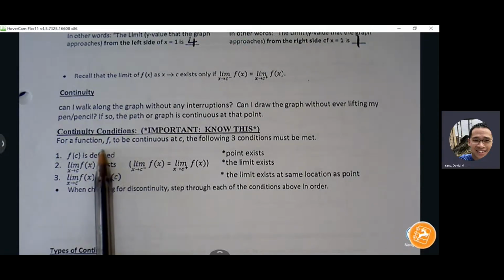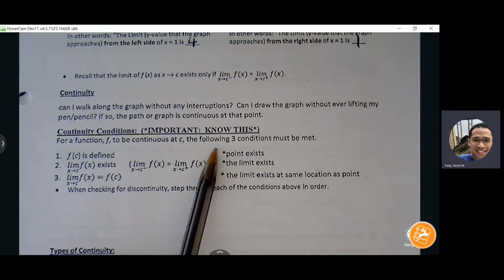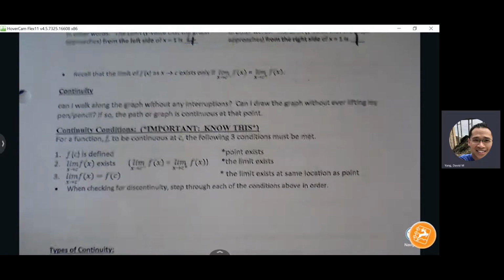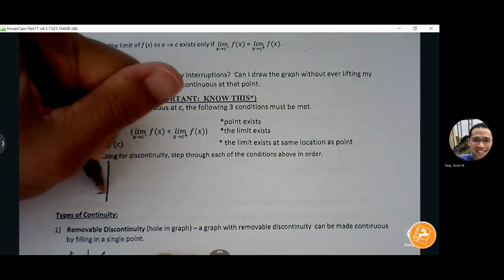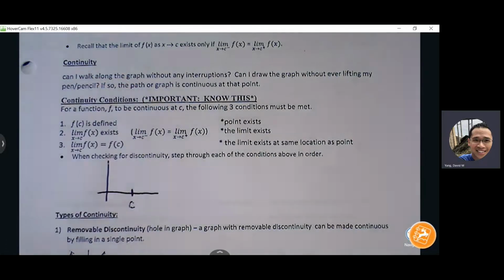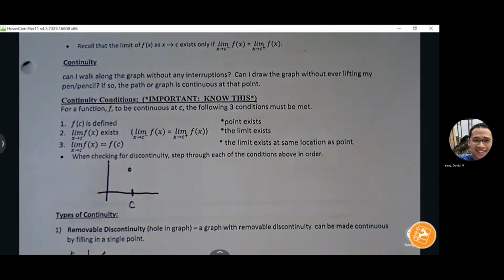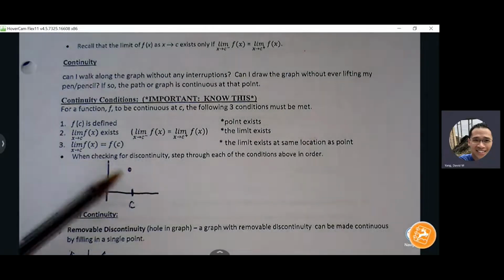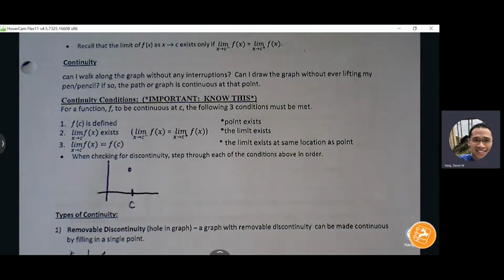Okay, so in order for a function to be continuous at a specific point, the following 3 conditions have to be met. The first is that the point has to be defined. As I go through these conditions, we're going to create an example, kind of spelling it out. Let's say I have some x value I'm going to call c. f of c is defined. Let's see what that looks like. I'm just going to pick a random point. This fulfills the first condition because I've created a point somewhere along c.